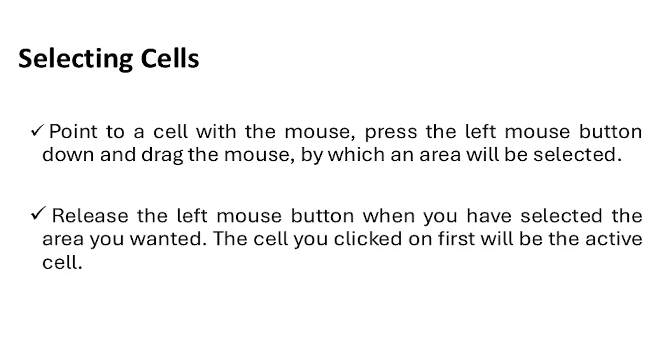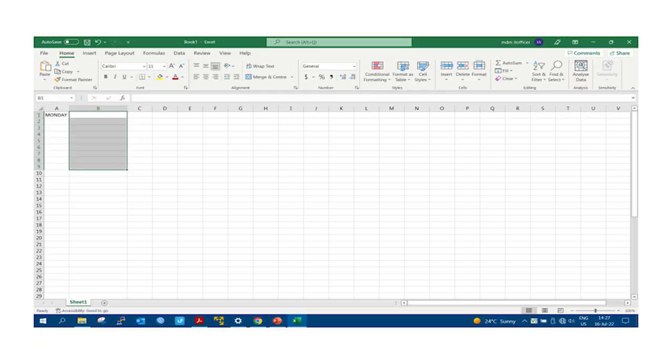Selecting cells. To select a single cell, just move the cell pointer to it so that it becomes the active cell. If you want to select multiple cells, there are two ways to do it. One: point to a cell with the mouse, press the left mouse button down and drag the mouse, by which an area will be selected. Release the left mouse button when you have selected the area you wanted. The cell you clicked on first will be the active cell.